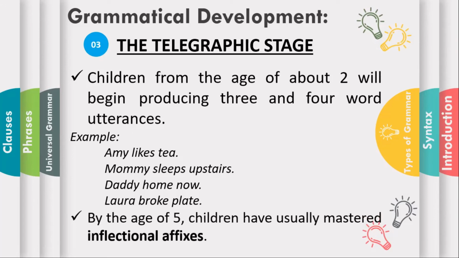Progress during this stage is rapid. By the age of 5, children have usually mastered sentences containing more than one clause, conjunctions, and -ing, -ed, or -s endings to words and verbs. These are known as inflectional affixes.